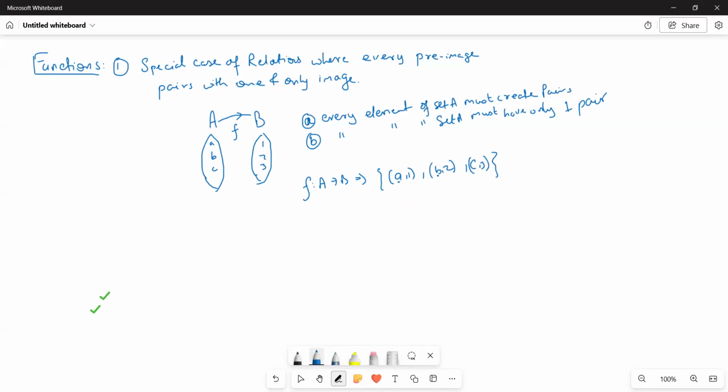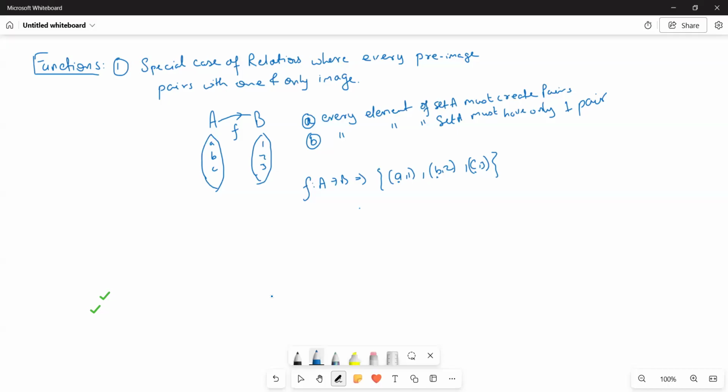Where every element of set A is creating a pair and only one pair. This is a function. ठीक है ना?